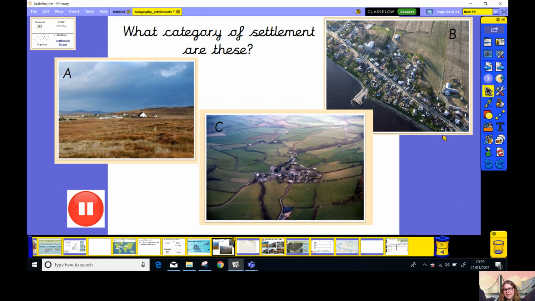And finally, B, this looks like a seaside town, doesn't it? Here we've got the sea and a pier. And look, there's a long road and all the buildings are built around that long road. This is an example of a linear settlement.